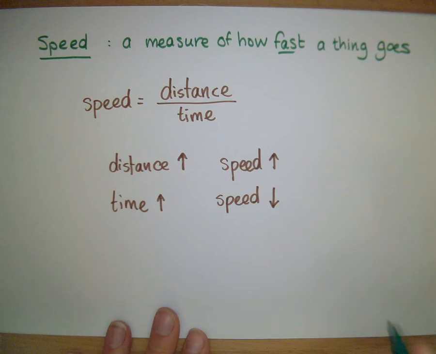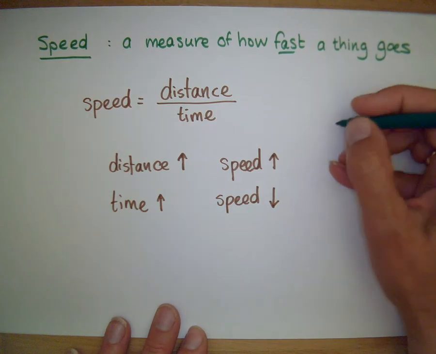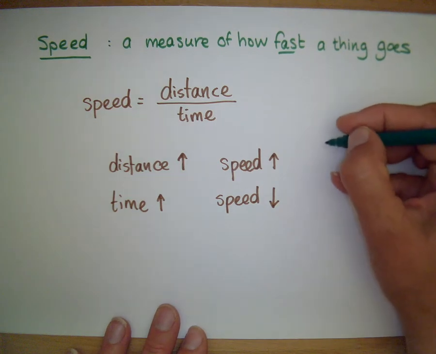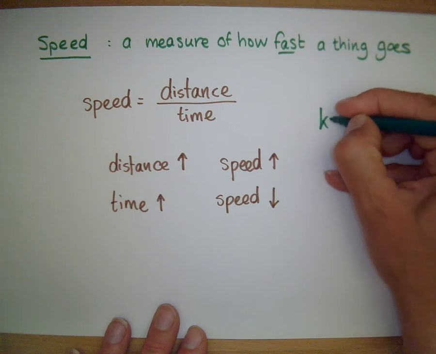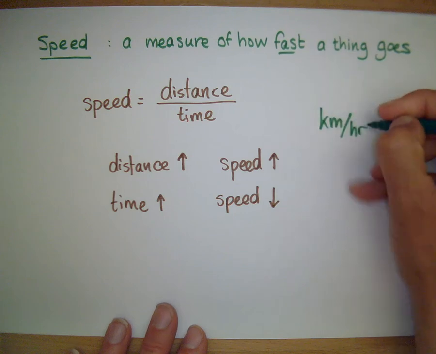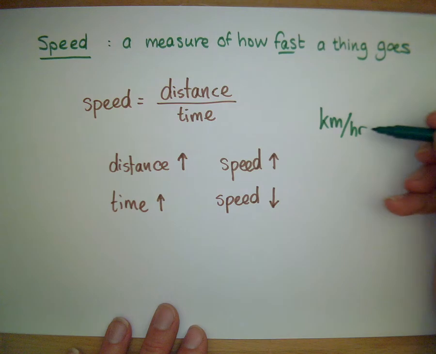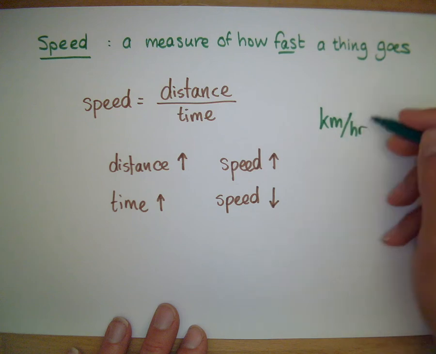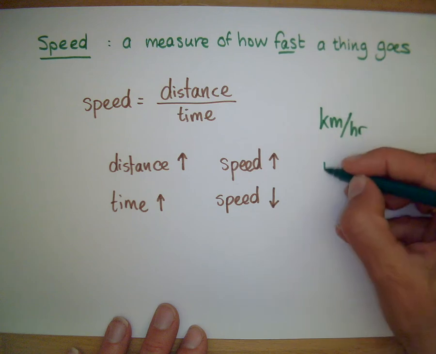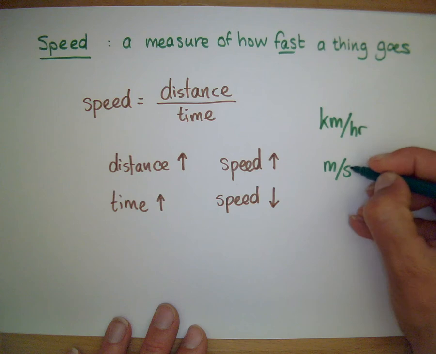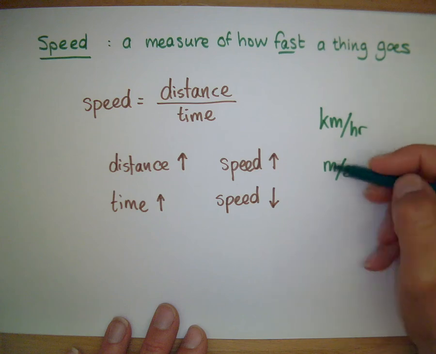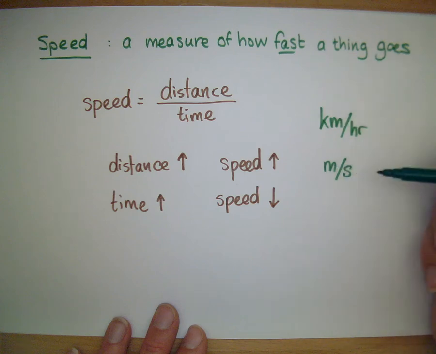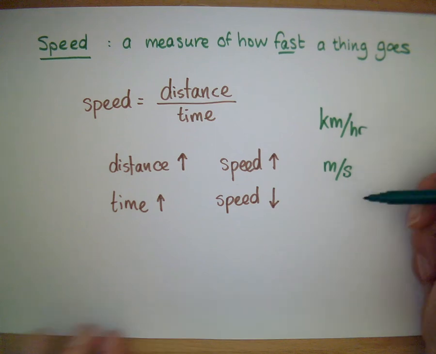Like, I could ask you, what is my speed? Oh wait, I should tell you, speed is often measured in kilometers per hour, like on the freeway. A car drives a certain number of kilometers per hour. Your speedometer shows that. Some other things moving are measured in meters per second. Really any units would work, but these are ones that we see often.